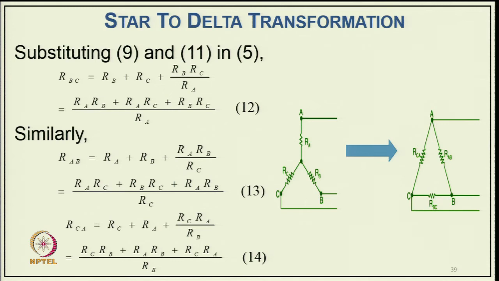That will again be too easy to remember: the sum of the products of all pairs of the three star resistances, RA RC plus RB RC plus RA RB, divided by RC. Similarly, the third branch of the delta connection will be RC plus RA plus RC into RA upon RB. It is very easy to remember if you look at it from this notation. That equals RC into RB plus RA RB plus RC RA divided by RB. So, that is the easy transformation from the star network to the delta network.